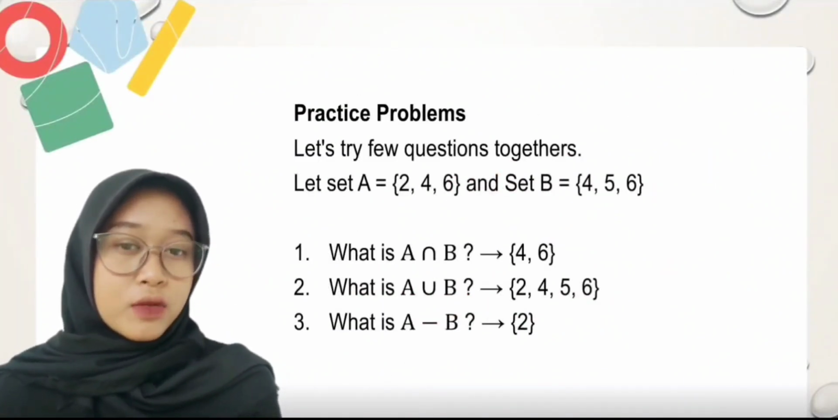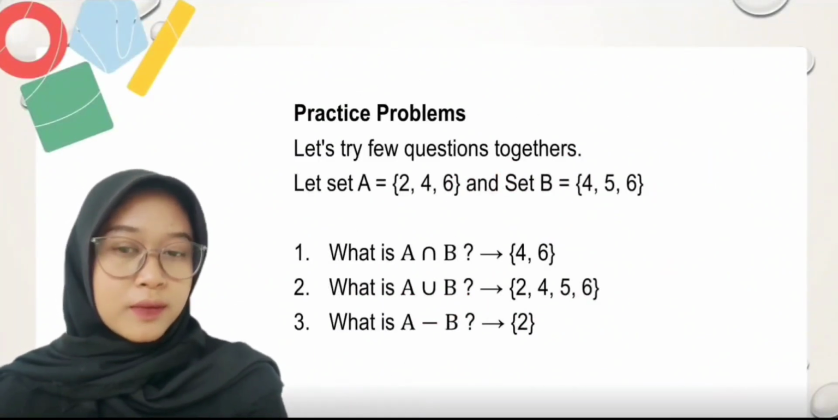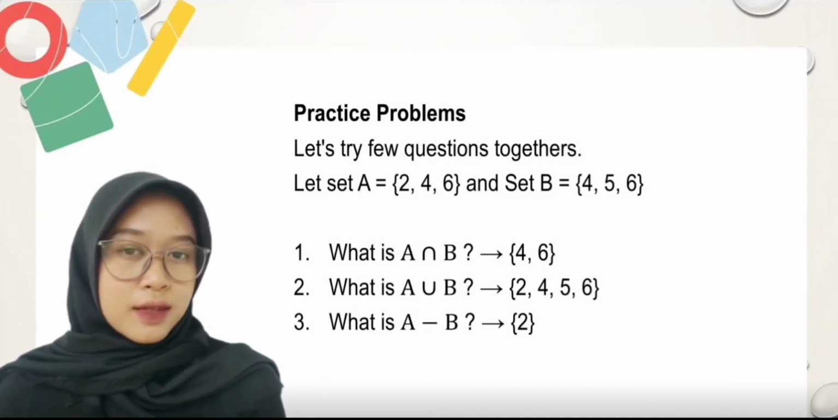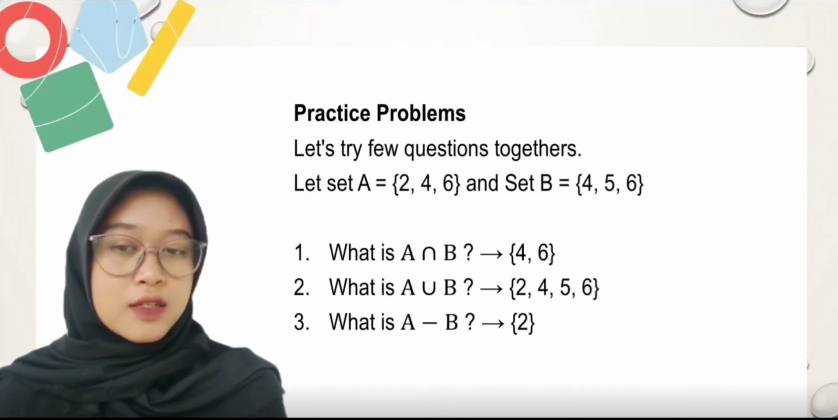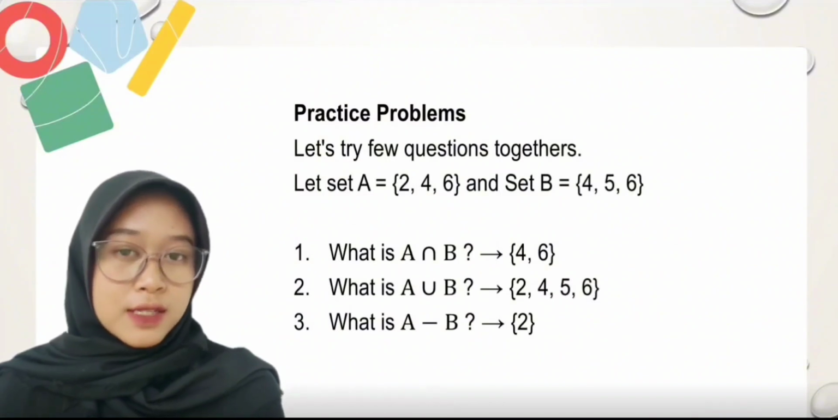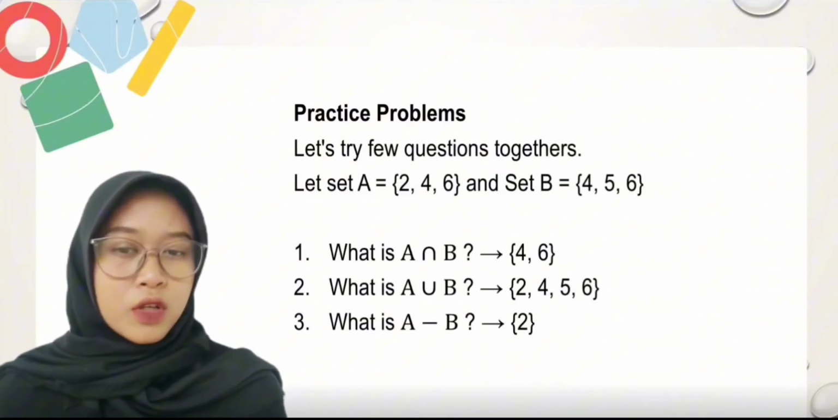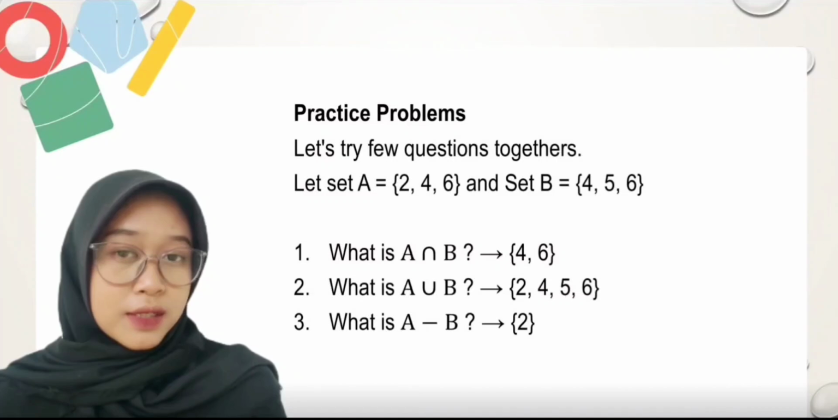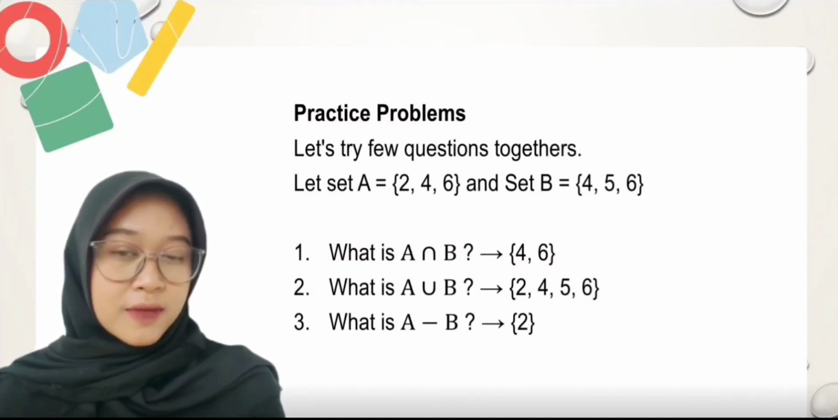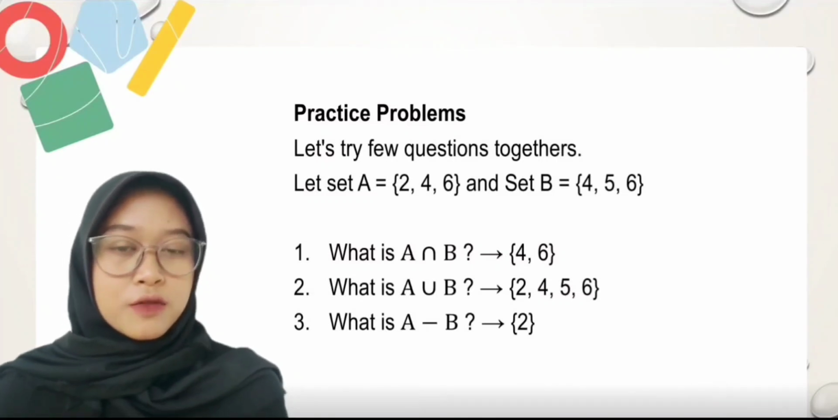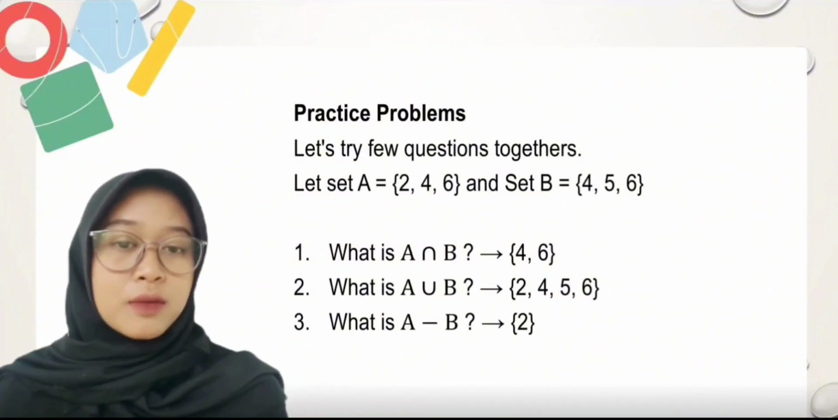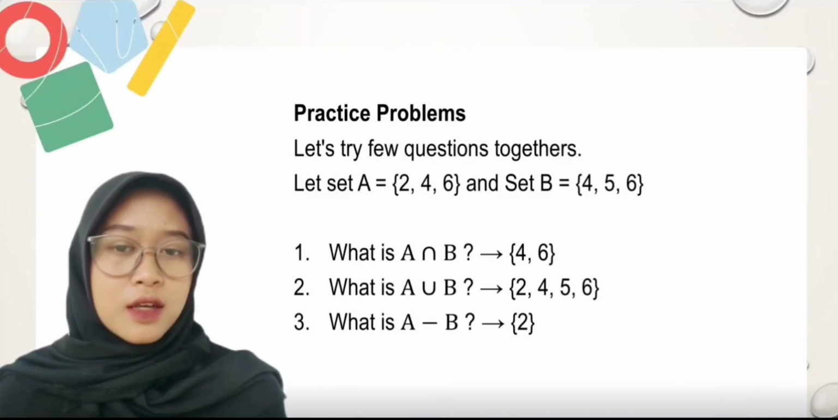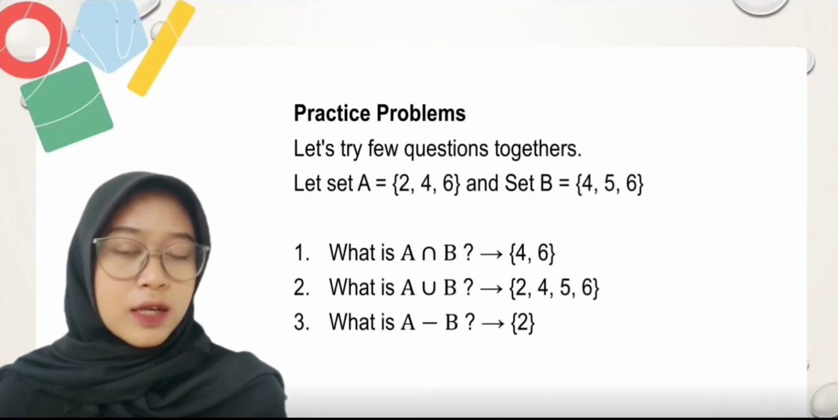Next, let's try a few questions together. Okay, let set A be {2, 4, 6} and set B be {4, 5, 6}. What is A ∩ B? Yes, the answer is {4, 6} because A and B both contain the numbers 4 and 6. The intersection of A and B is {4, 6}.